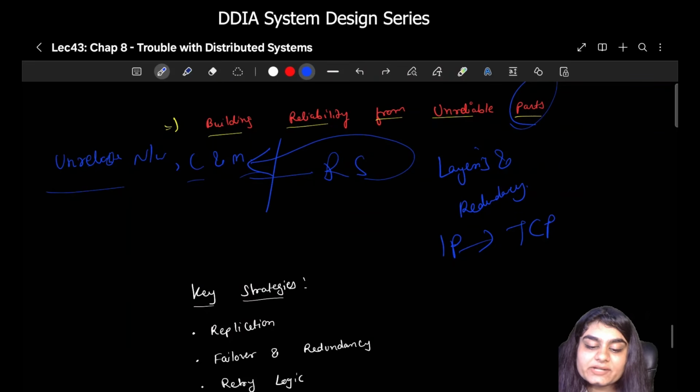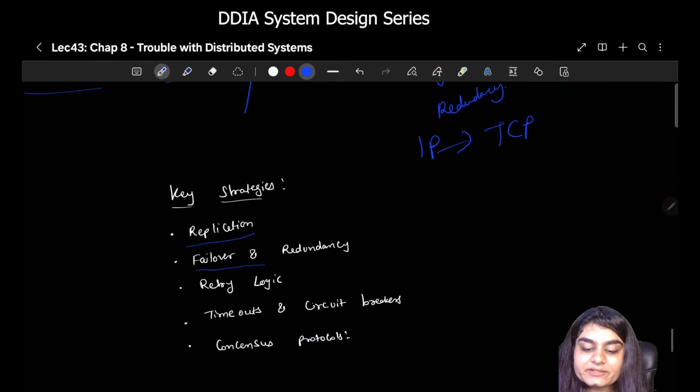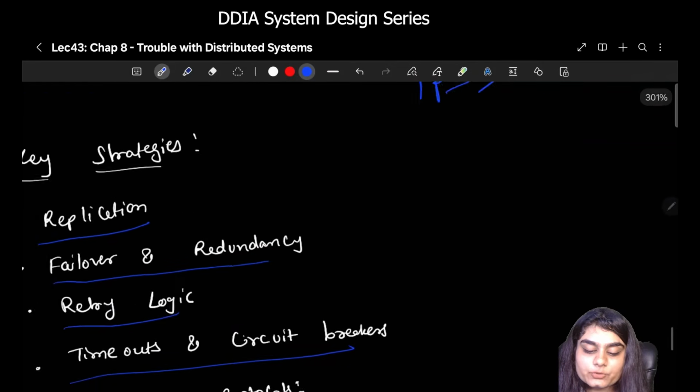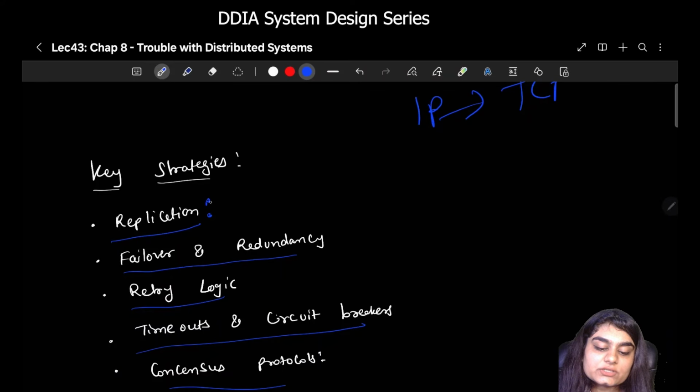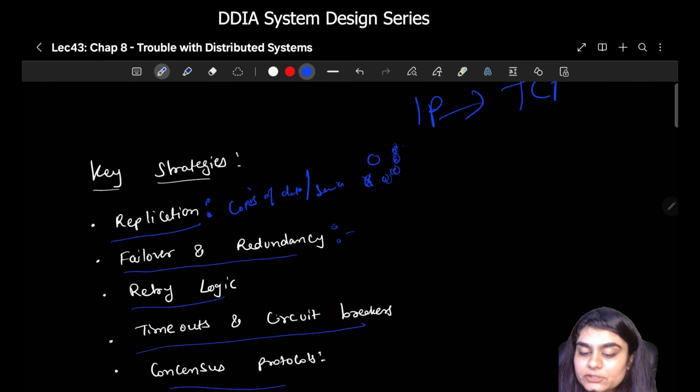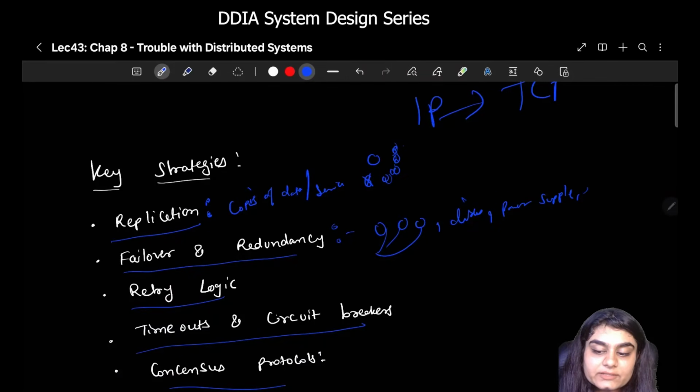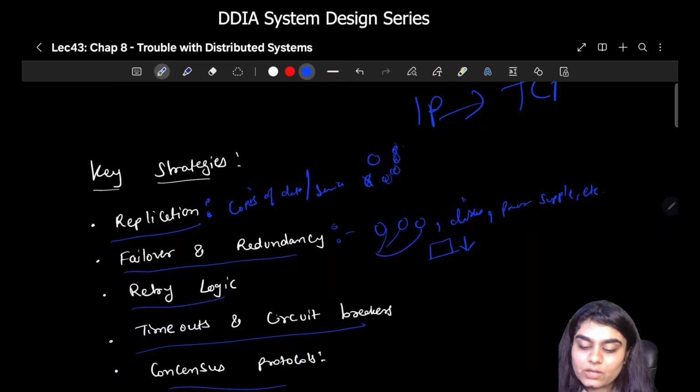As a result, most applications see a stream of data that looks reliable. So, here are the key strategies for building reliability: replication, failover and redundancy, retry logic, timeouts and circuit breakers, and consensus protocols. Okay, so what does replication do? It keeps copies of data or services on multiple nodes. If one node fails, then you can use another node. Failover and redundancy use multiple network paths, disks, power supplies, etc. So a single hardware fault doesn't bring the system down.